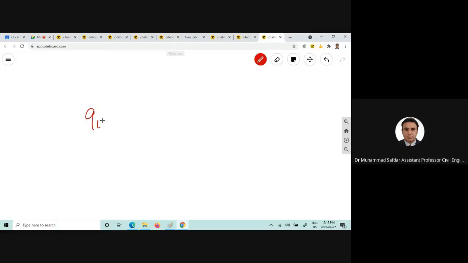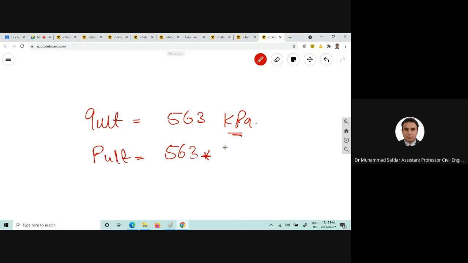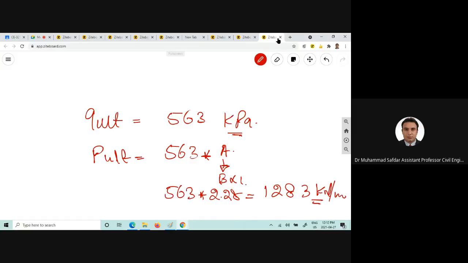I have the Q ultimate value, which is close to 563 kilopascal, and the P ultimate value will be 563, and we need to multiply it with the area, which is 2.28 (B into 1). So 2.28 would be here, and this will give us 1283 kilonewton per meter. That's okay.